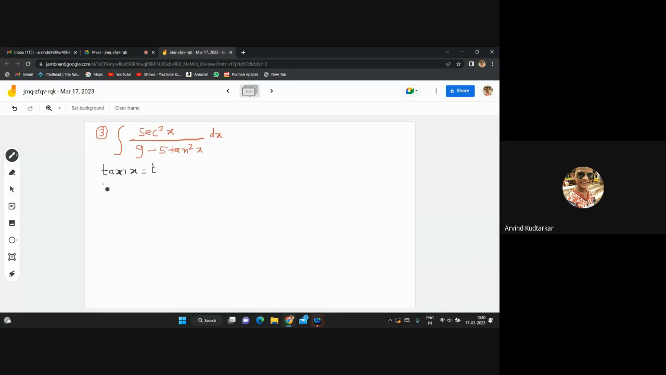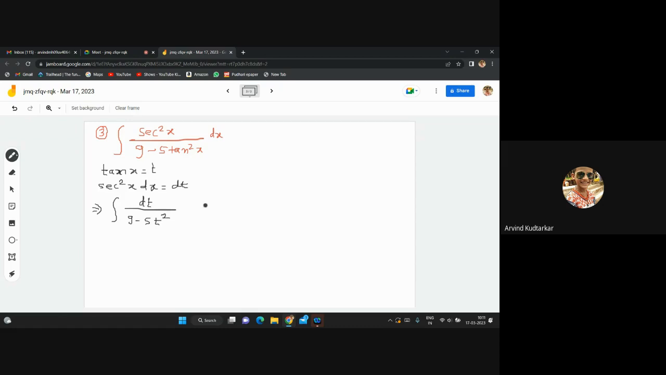So what is the derivative of tan? It is sec square x. What will be the derivative of tan x? sec square x dx, that is equal to dt. Okay. So sec square x dx is already there in the integral. So the integral becomes the integral of sec square x dx, that is dt, dt upon 9 minus 5 t square.